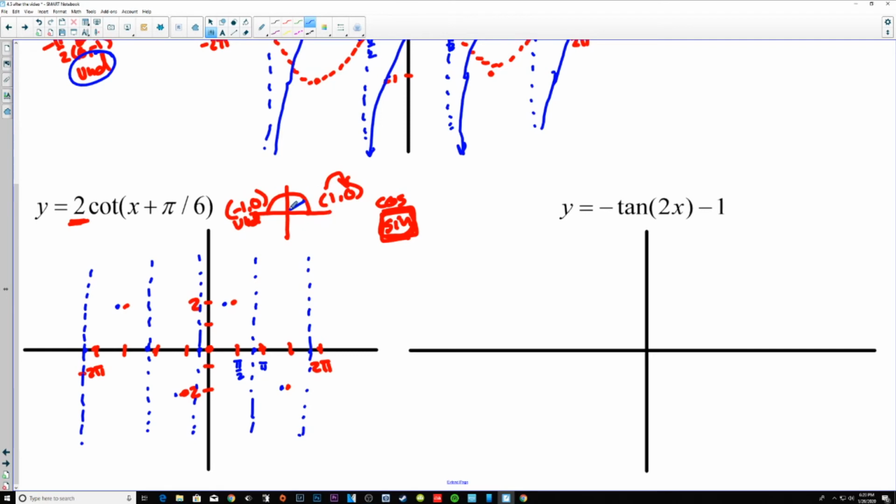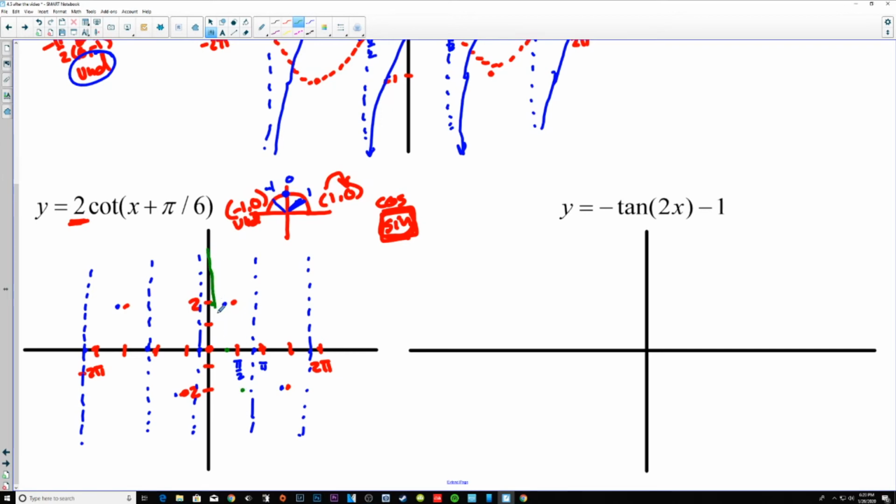Now, cotangent of pi over 4 is 1. And then up at pi over 2 is 0. And then 3 pi over 4 is negative 1. So it goes 1, 0, negative 1. So let's get a different color here. And we're going to go 1. 0 is now in the middle between these two blues. So let's say right here, and then negative 1, or in this case, 2 and negative 2.